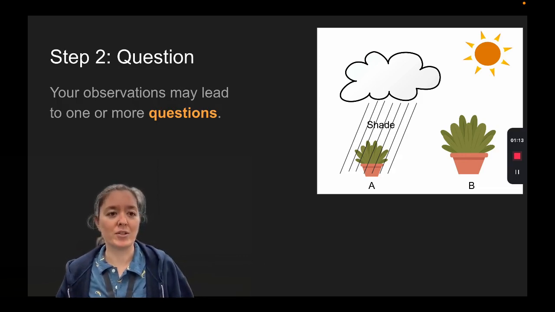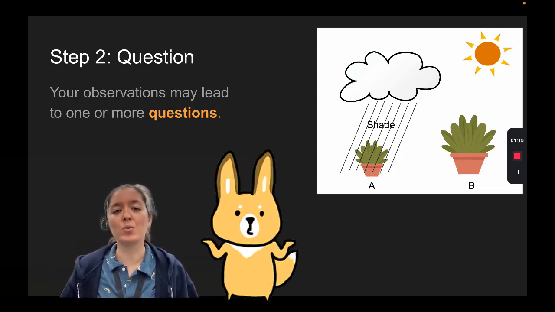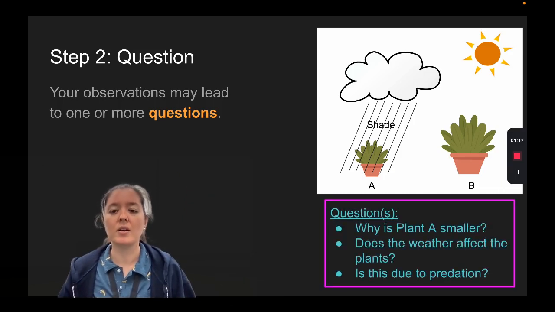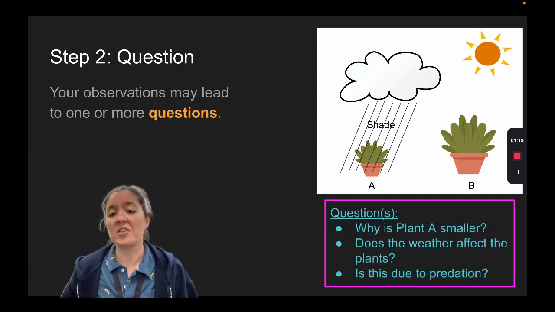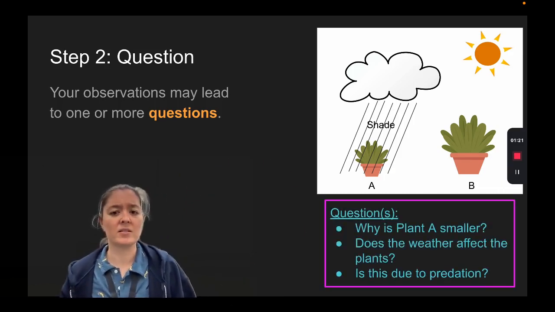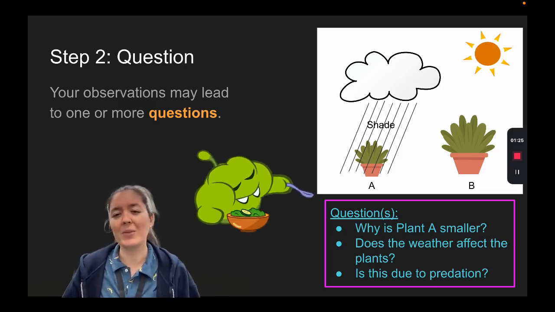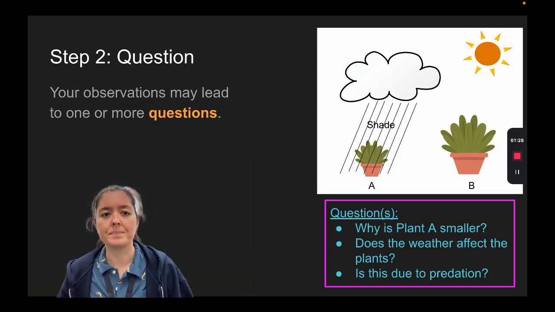Step 2, question. Your observations may lead to one or more questions. Some questions that I had are: why is plant A smaller? Does the weather affect the plants? And is this due to predation? Is something eating our plants?